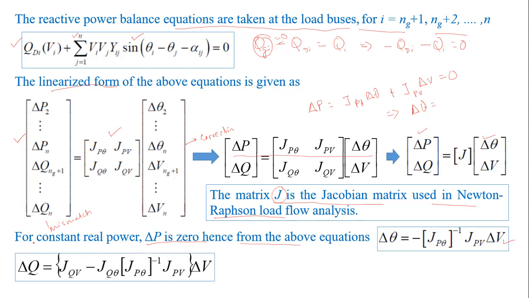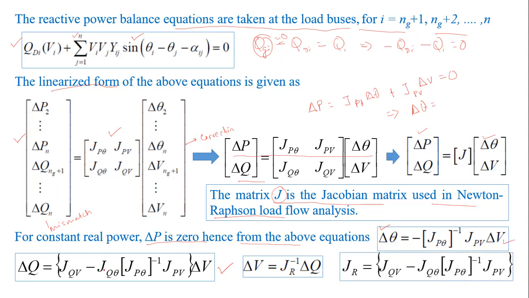Similarly, if I substitute this delta theta equation in the second equation, delta Q equals JQV minus JQtheta JPtheta inverse JPV, into delta V. Now from this equation I can easily find the sensitivity of voltage with respect to change in reactive power injection. I can write delta V equal to JR inverse, where JR is nothing but JQV minus JQtheta into JPtheta inverse JPV. So this is your JR.